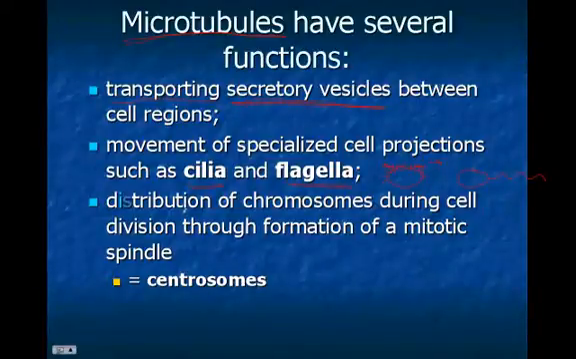And then we're also going to talk about the fact that microtubules will form what's called the spindle apparatus that will help to distribute chromosomes when we undergo cell division, especially mitosis, which we're going to be talking about later on in this chapter. So during mitosis, the microtubules are going to form this spindle apparatus that will help us distribute chromosomes appropriately.